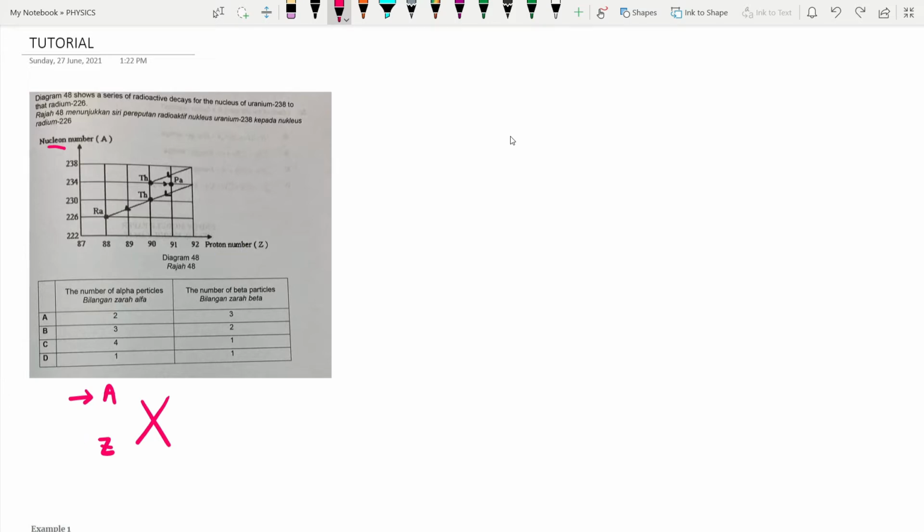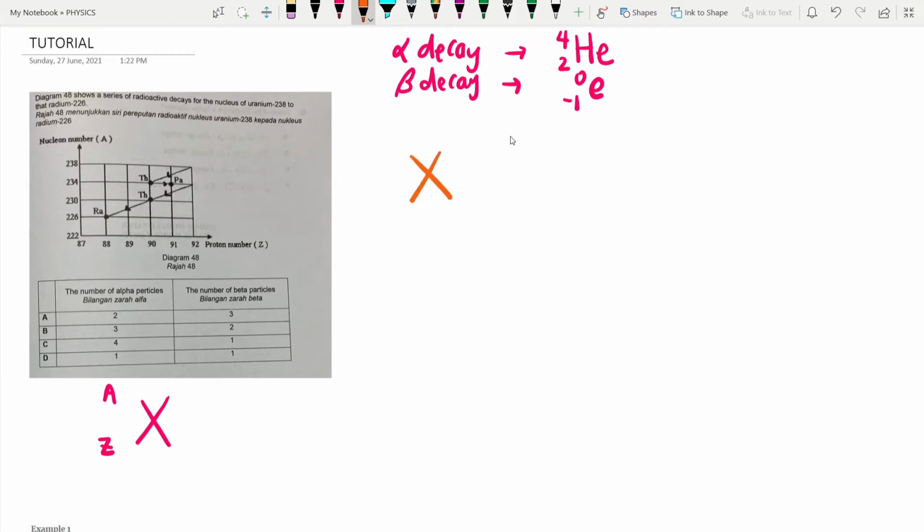The next thing that you have to remember is apa ciri-ciri alpha decay, apa ciri-ciri beta decay. For example, X, A, Z, dia melalui satu proses decay dan hasil dia adalah alpha. So kita tahulah itu alpha decay. Dan bilangan dia, A tolak 4 dan Z tolak 2. So this is alpha decay.